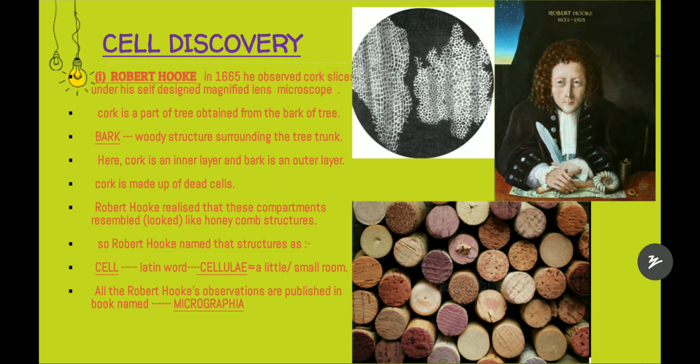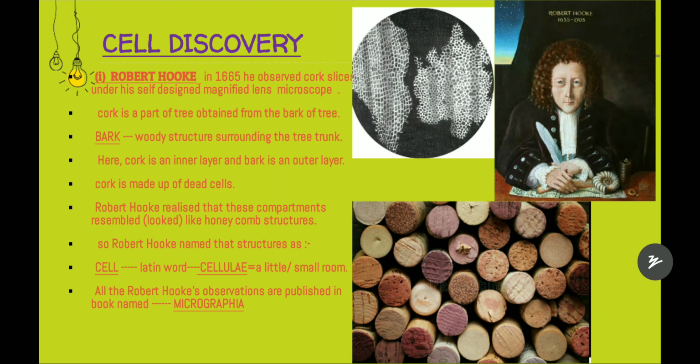He observed cork slices. Cork is a part of a tree obtained from the bark. If you see a tree, there is a hard woody structure surrounding the tree trunk, right? That is called bark. Inside the bark there is cork. Cork is the inner layer and bark is the outer layer of a tree, right? So he took the cork slices and observed them under his self-designed magnifying lens microscope.